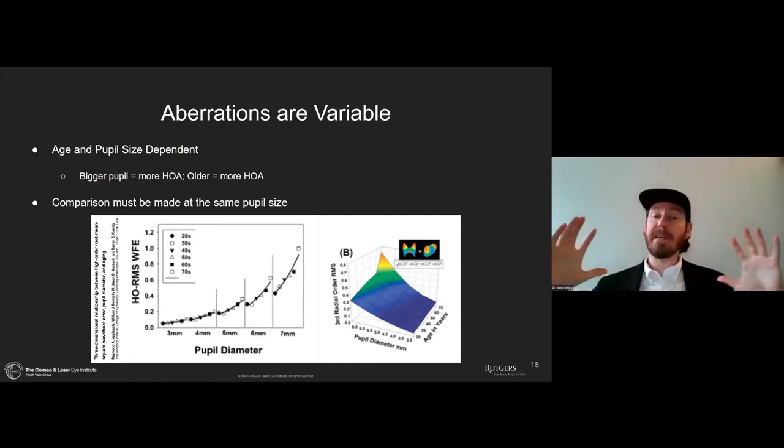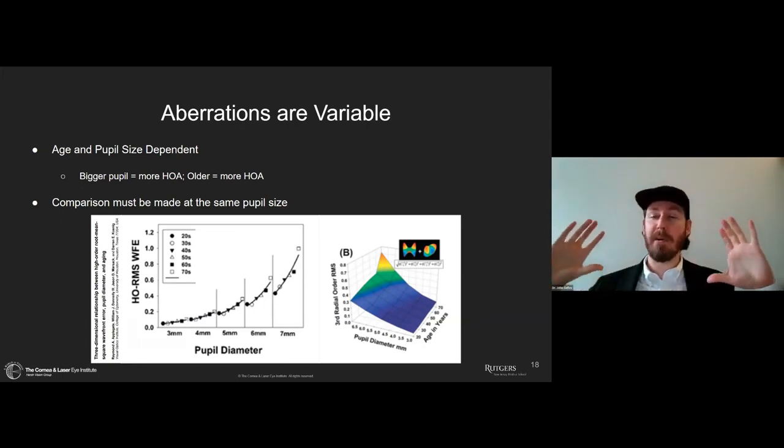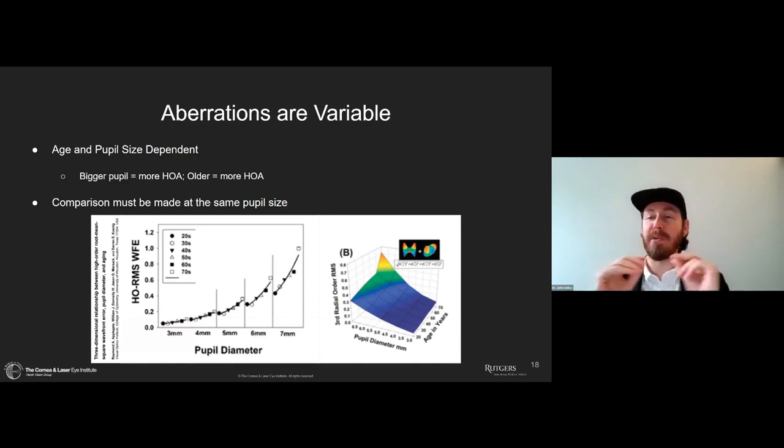The bigger the pupil gets, the more aberrations we get into the eye, the more light coming into the eye, because the aperture is now larger, right? We know how the pinhole effect works. We get a smaller pinhole to look through, the less scattering of light, the more increased depth of focus. So the larger the pupil, the more aberrations. Additionally, the older the individual, the more aberrations that we see.